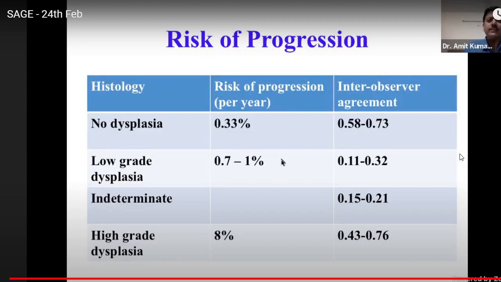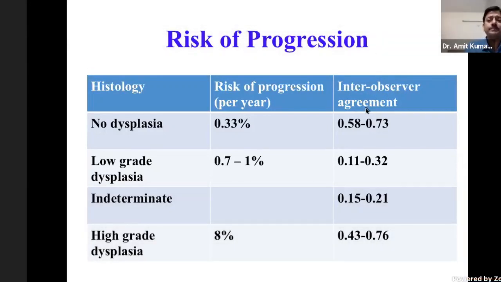The other thing which I said in the previous slide is the inter-observer agreement. So if you look at this slide, the inter-observer agreement for low-grade dysplasia and indeterminate for dysplasia is actually quite poor, 0.1 to 0.3. It's better for no dysplasia and high grade. This is something which you have to keep in mind because so much hinges on your management of the lesion based on dysplasia. So therefore, it may be good to get another opinion from an expert pathologist when in doubt.